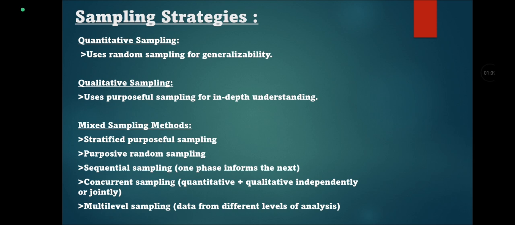So in the next page, we will talk about sampling strategies. In quantitative sampling, it basically uses random sampling for generalizability. In qualitative sampling, it basically uses purposeful sampling for in-depth understanding. In mixed method sampling, it involves stratified purposeful sampling, purposive random sampling, sequential sampling, which is where one phase informs the next, concurrent sampling, which is quantitative plus qualitative independently or jointly, and lastly the multi-level sampling, which is data from different levels of analysis.